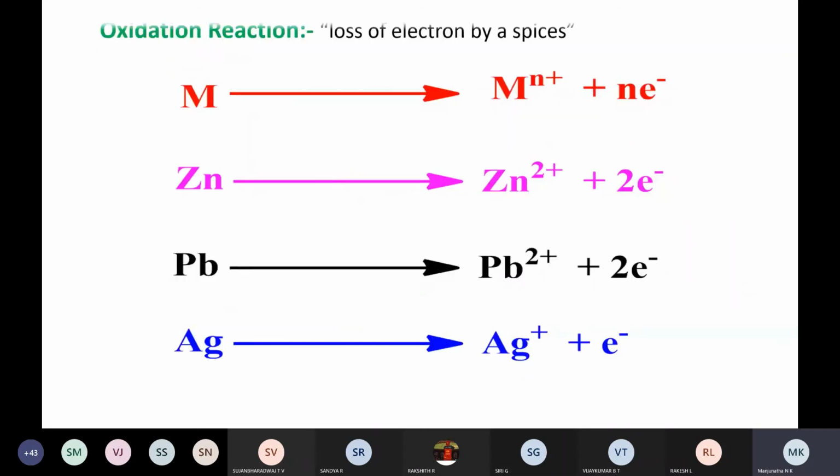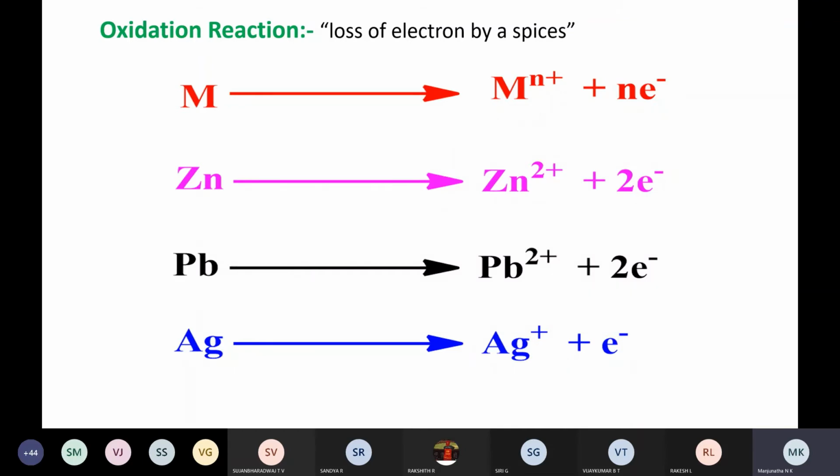What is an oxidation reaction? Suppose in a species there is a loss of electrons. That loss of electrons is called an oxidation reaction. See here there are some oxidation reactions. For example, the general oxidation reaction: if you consider M, a metal, once it undergoes oxidation it is converted into a metal ion, that is Mn+, with liberation of its n electrons.